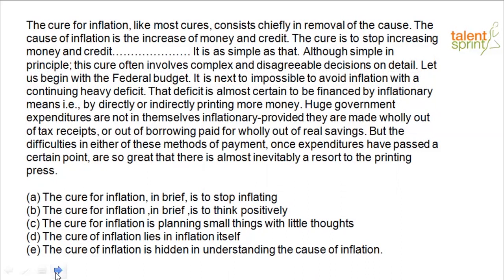Although simple in principle, this cure often involves complex and disagreeable decisions on detail. Let us begin with the federal budget. It is next to impossible to avoid inflation with a continuing heavy deficit. That deficit is almost certain to be financed by inflationary means, that is, by directly or indirectly printing more money. Huge government expenditures are not in themselves inflationary, provided they are made wholly out of tax receipts or out of borrowing paid for wholly out of real savings. But the difficulties in either of these methods of payment, once expenditures have passed a certain point, are so great that there is almost inevitably a resort to the printing press. Okay, so we have the passage, right? Let's look at our options.